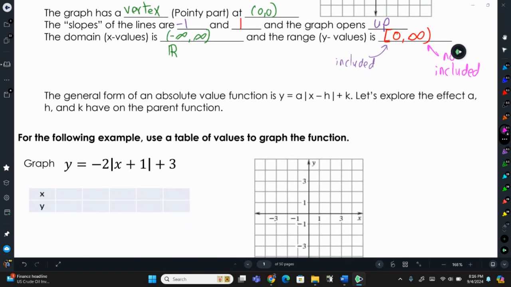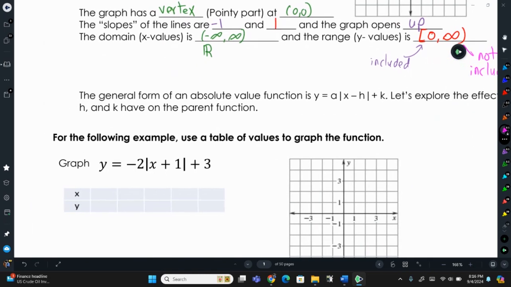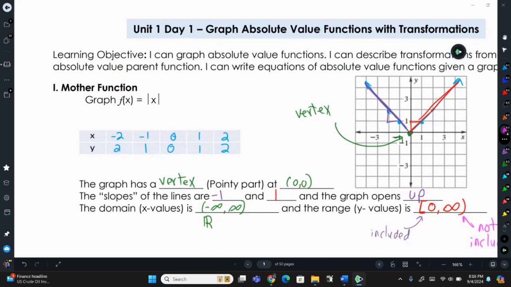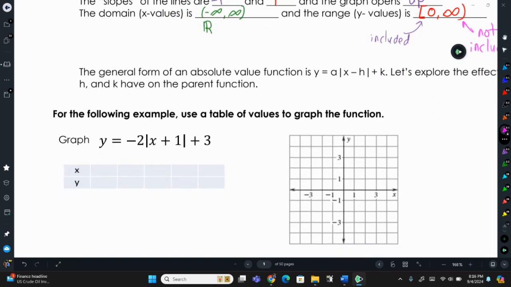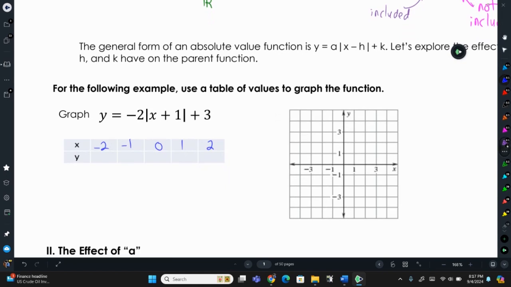Now the general form of an absolute value function is y equals a times the absolute value of x minus h, and then plus k on the outside of the absolute value. So let's explore what these do. So we have another function, and it's a lot more complicated than f of x equals the absolute value of x. We have y equals negative 2 times the absolute value of x plus 1, plus 3. So let's use those same x values we did above: negative 2, negative 1, 0, 1, 2. Now the y values, let's substitute these in. Substitute negative 2 in for x.